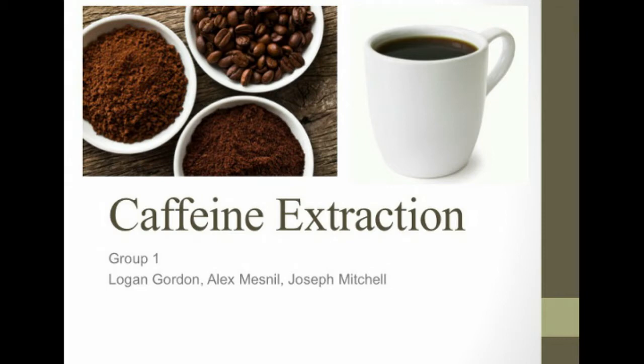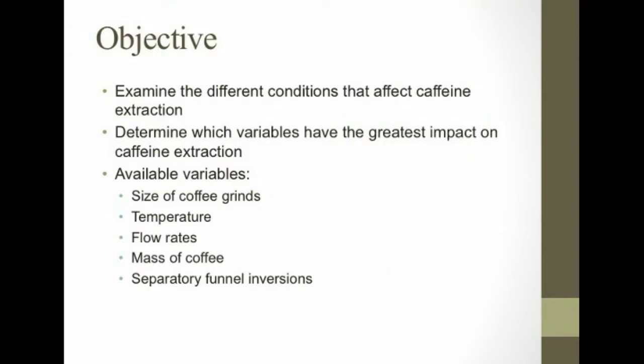In this video, we will be completing the caffeine extraction experiment. The primary purpose of this lab is to observe the different conditions that affect caffeine extraction and determine which variables have the greatest effect. The variables available to us to experiment with are the size of coffee grinds, temperature, flow rates, mass of coffee, and separatory funnel inversions.